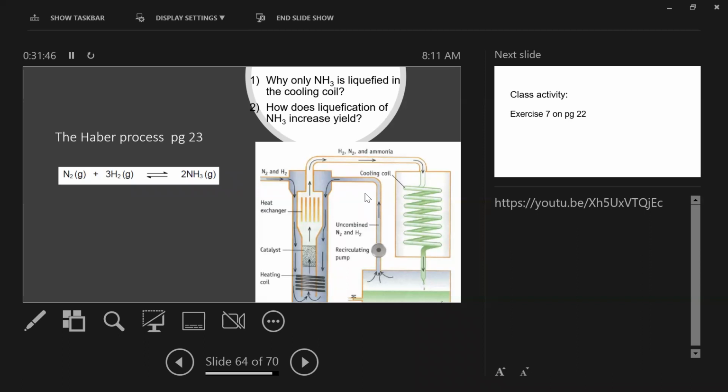Eva, what do you think? What is it equivalent to? When I say liquefaction of ammonia, what am I doing to the system? You are increasing the pressure. Increasing the pressure. How would liquefaction increase the pressure?